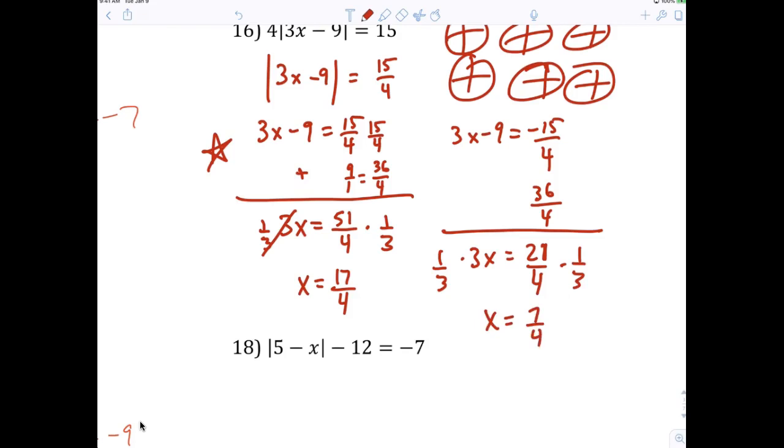So those are your choices. It could be 17/4 or 7/4. Just put a star by that one. That was tricky. Tell me your question. Good? All right, I'm happy with that.